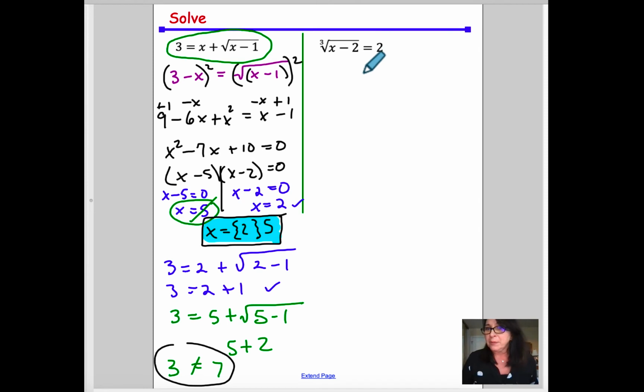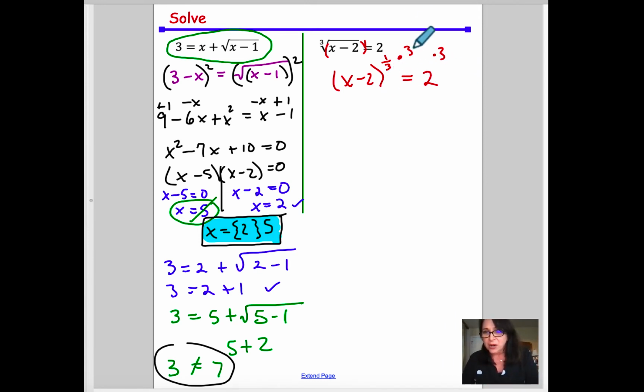For this problem here on the right, in order to undo this cube root, now remember, that's going to be x minus 2 to the 1 over third power, right? So this is a quantity, and then this is to the 1 power, so that becomes 1/3, and then that equals 2. So in order to get rid of this 1/3, we're going to cube it. So we're going to raise both sides to the 3rd power. But remember, whatever you do to the left side, you have to do to the right.